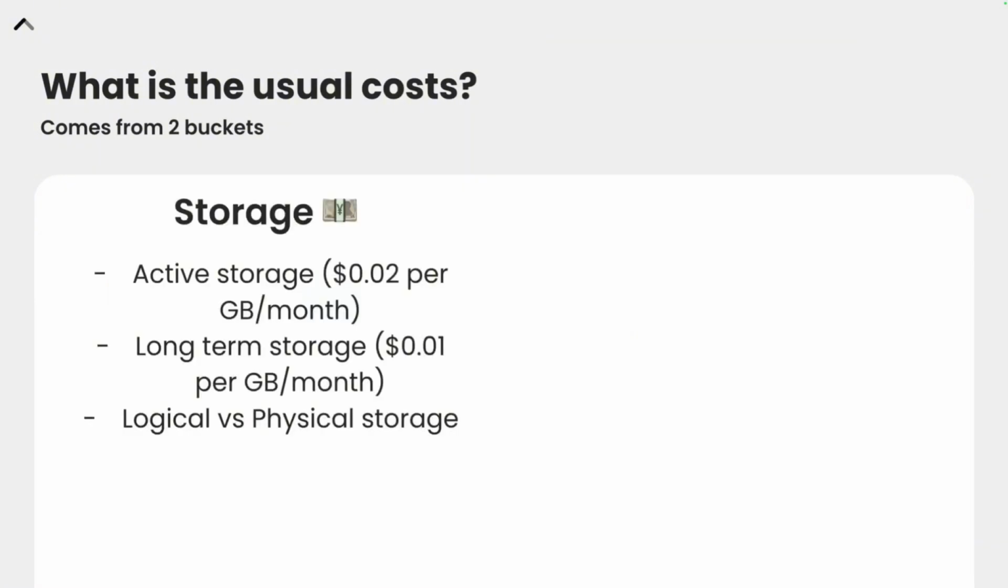BigQuery pricing is like a utility bill, we can call it, like an electricity bill. You pay for what you use in kind of a pay-as-you-go service. And the costs generally fall into two main buckets. The first one is storage. There we have active storage, and that's data that has been modified in the last 90 days, and that costs around $0.02 per gigabyte per month. And then we have long-term storage, which is data that hasn't been modified in the last 90 days, and that's half the cost of active storage. We also have logical and physical storage, but I'm going to talk more about that later.